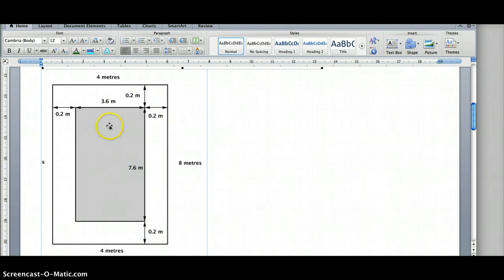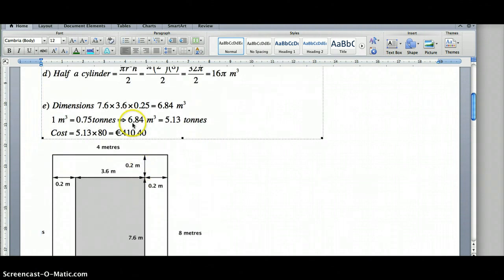Nothing too hard there. The bed is the grey area, and it has been for quite a lot of your copies that I've seen. It's a very grey area. Multiply 3.6 by 7.6, and that gives you the area of the grey section, and then multiply it by the height of the bed, 0.25. That gives you a total of 6.84 meters cubed. So that's the amount of soil you'll need to completely fill your bed, your flower bed or vegetable bed.